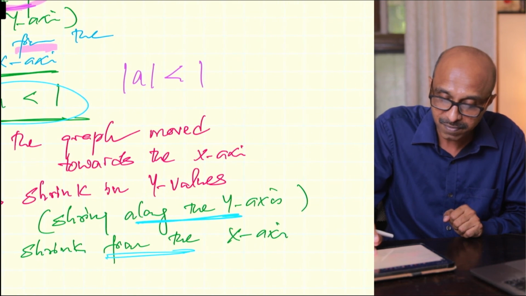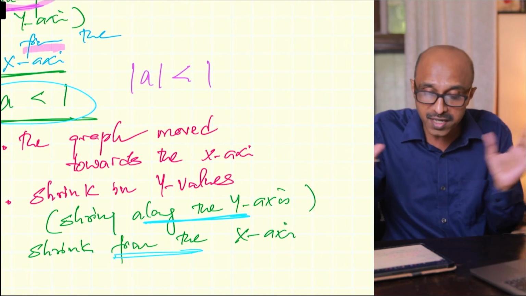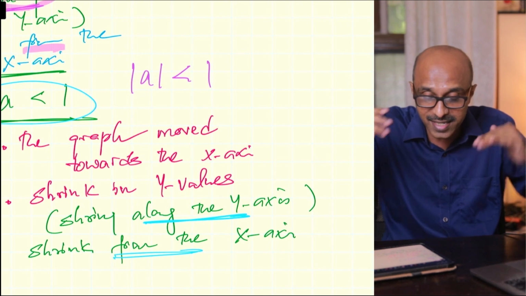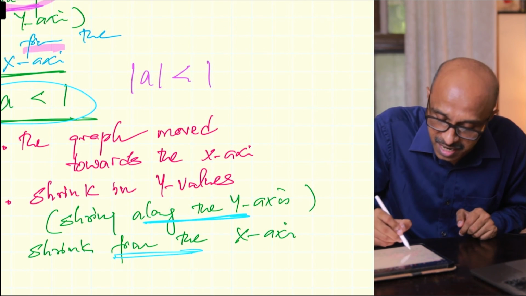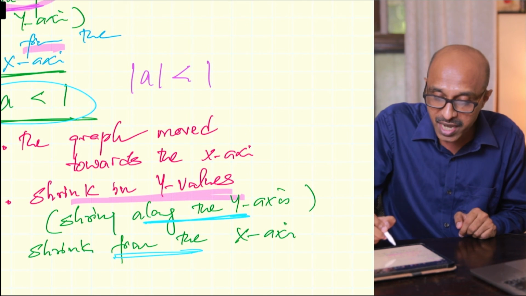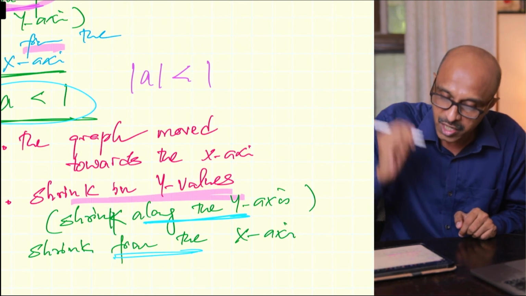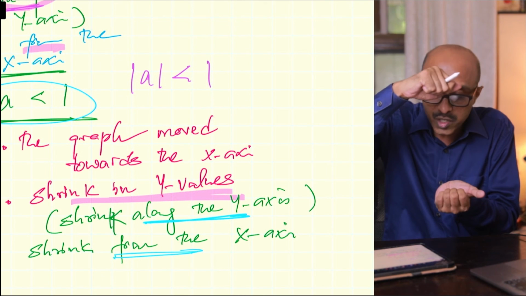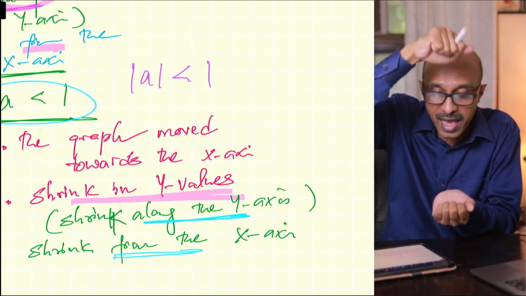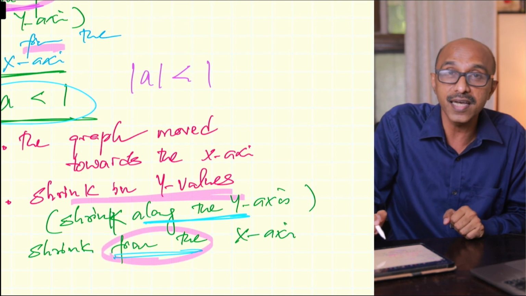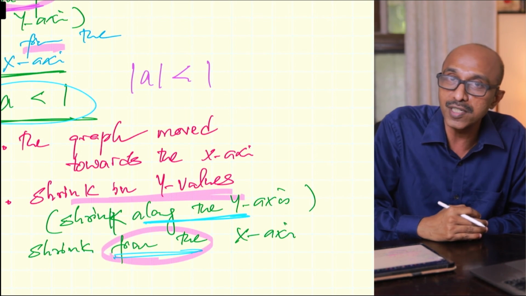Same behavior again. The graph moves towards the x-axis we saw. Even if it was reflected, it's going to move towards the x-axis. It's a shrink in the y values. I spelled this incorrectly here. Shrink in the y values means shrink along the y-axis, which is a shrink away from the x-axis. The semantics are important, okay?